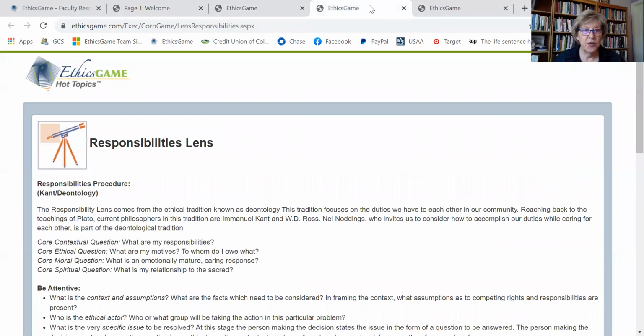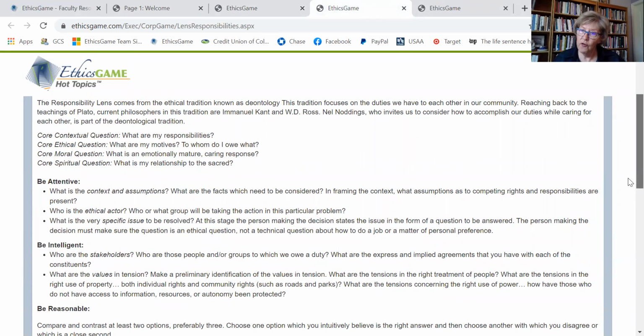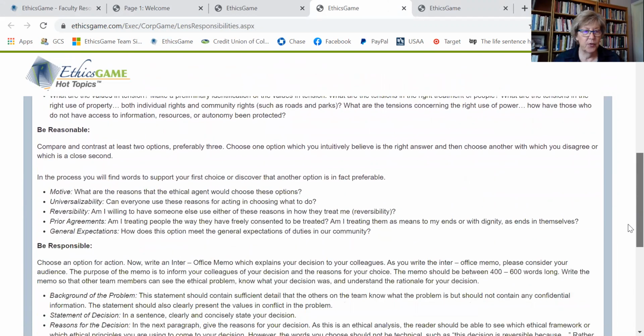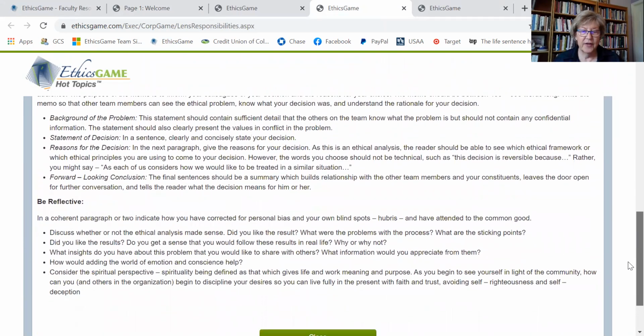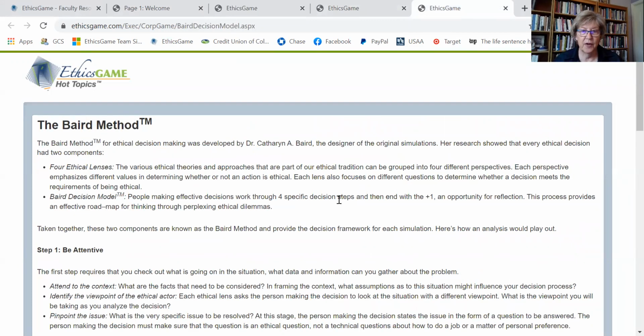For a little bit of a deeper dive, you can go into the responsibilities lens, which will then show you all the different questions that get asked and give you an overview of the tasks that you will face when you work your way through this particular ethical dilemma. You'll notice that we have be attentive, be intelligent, be responsible, and be reflective. These are parts of what is known as the Baird decision model.